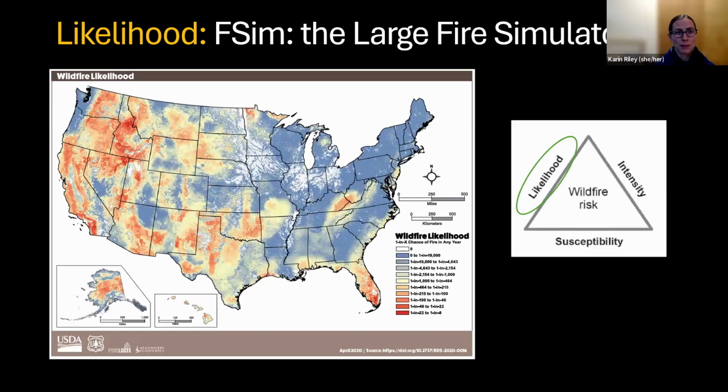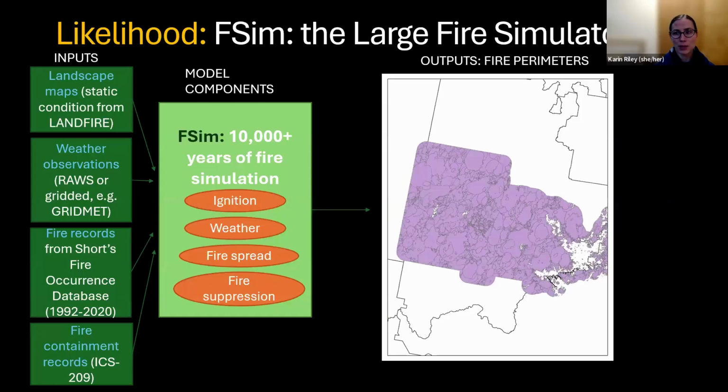We talked just a bit about FSim already, but I want to tell you a little bit more about the model because it's really critical for the analyses that we're doing here. That first limb of the triangle, the likelihood, we get from FSim outputs. This map that you see here is the national-level map that we created at the Fire Lab for wildfire likelihood. Anywhere that's in blue is an area that has lower risk of burning, and anywhere in the oranges and reds has a higher likelihood of burning in any given year. Let's see how FSim comes up with a map like that. Let's look under the hood just a little bit.